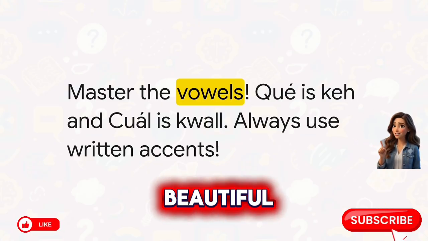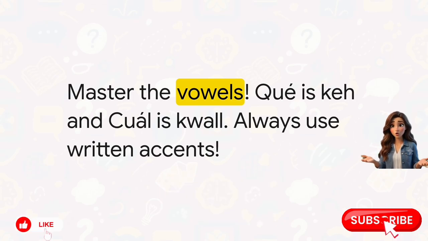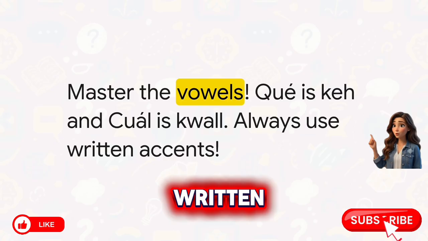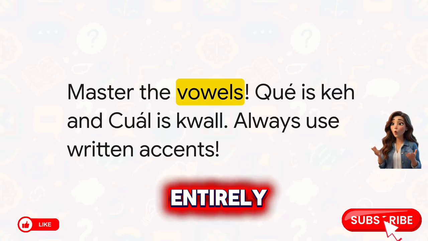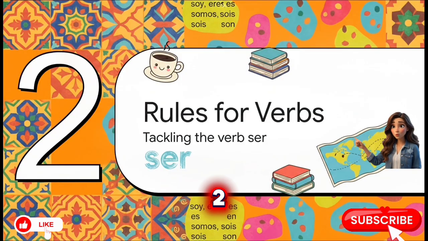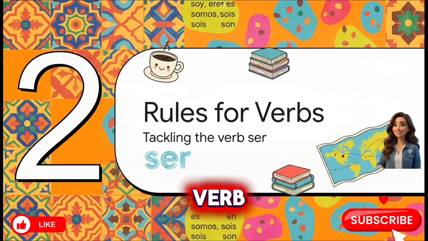Qué and cuál. Beautiful. Oh, and here is an absolute golden rule for your written Spanish. Whenever these words are used to ask a question, they absolutely must carry a written accent mark. If you write them without the accent, you're actually changing the grammar entirely, and we definitely don't want that. Moving on to Section 2, Rules for Verbs and Definitions, where we'll be tackling the tricky verb ser.